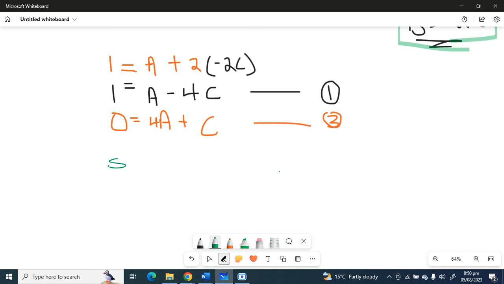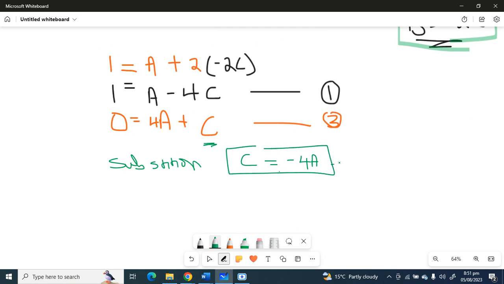Okay, if we use the substitution method, we can use equation 3. We can say let's make C the subject of the formula. So if we make C the subject of the formula, it becomes C equals negative 4a. We've just adjusted equation 3. Since we're using the substitution method, we're going to substitute this into equation 1.